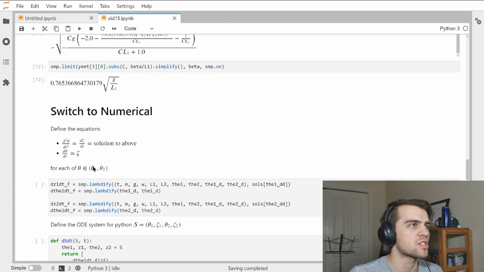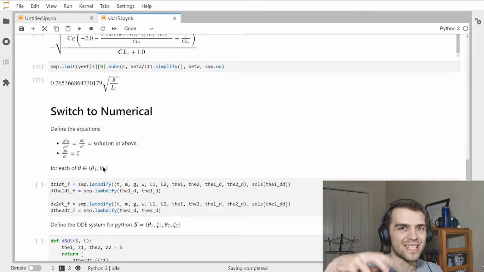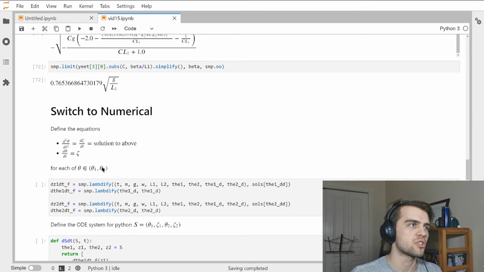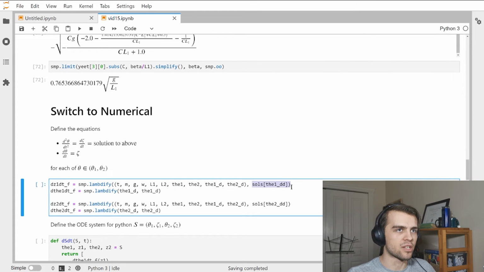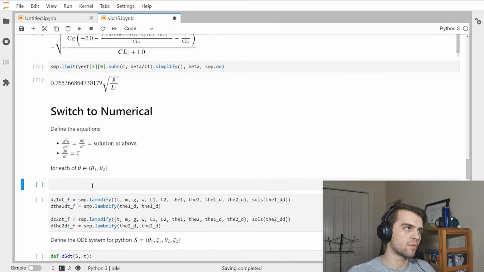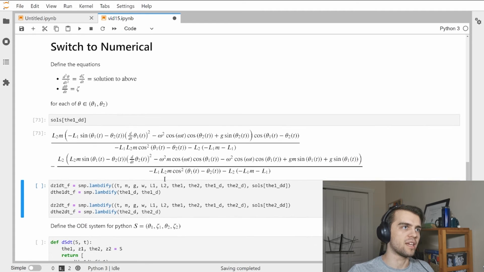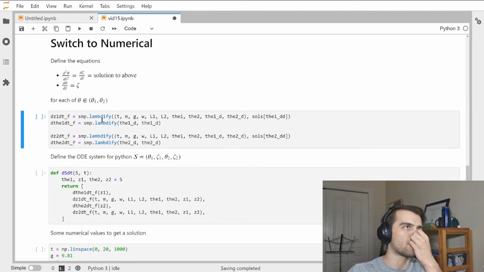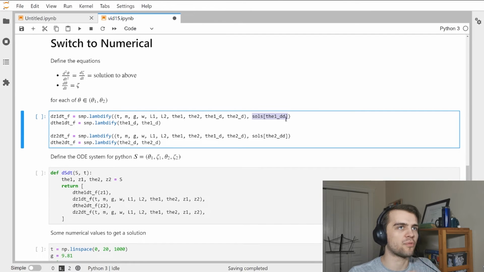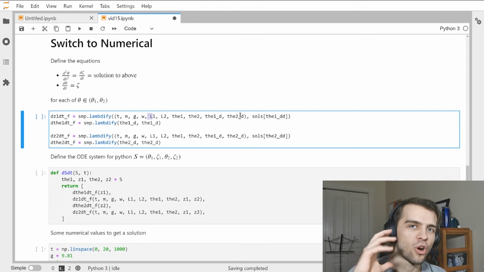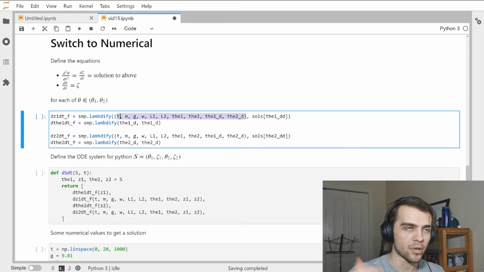And I have these 2 equations for each of theta 1 and theta 2. So like before, I need to make numpy numerical functions here. And so for that, I take my solutions, theta 1 double dot, of course, which is this big long thing here. And I use lambdify. So my function that I want to lambdify is back here. And this takes in the variables t, m, g, omega, L1, L2, theta 1, theta 2, theta 1 dot, theta 2 dot. So it's all the variables it takes in. And I plug these in, and it will give me a number.